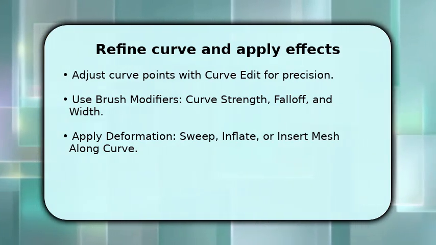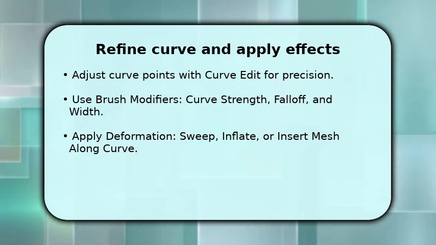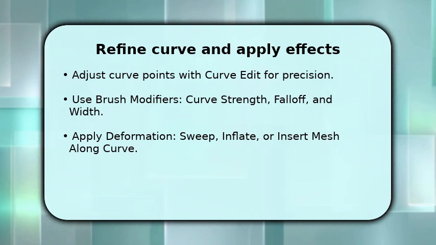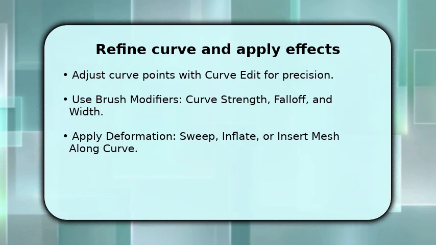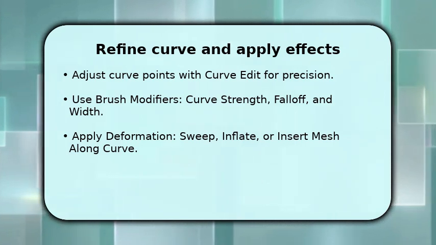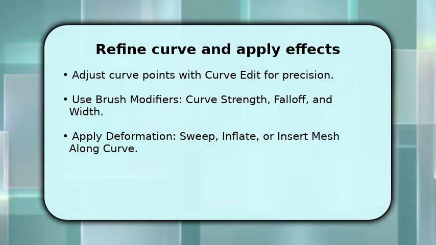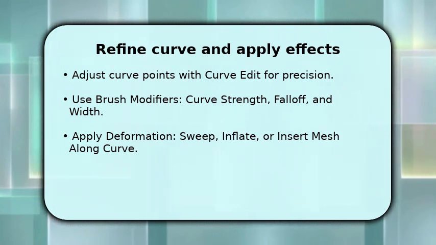Then tweak brush modifiers, curve strength, fall off, and width to control how much the stroke displaces or sculpts the mesh. Subtle changes make a big visual difference. Once satisfied, use deformation options like sweep, inflate, or insert mesh along curve to bake geometry or add detail. While applying, keep an eye on symmetry and local subdivisions to maintain clean results.